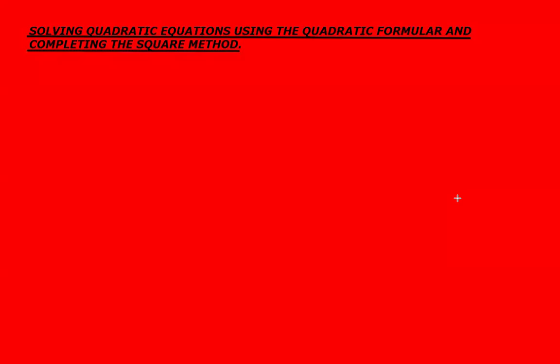There's the graphical approach. There's the completing the square method. There is the factorization method, and there's the quadratic formula. I already explained factorization. So now I'm going to explain how you can solve the same quadratic equations using these 2 techniques, the quadratic formula and the completing the square method.